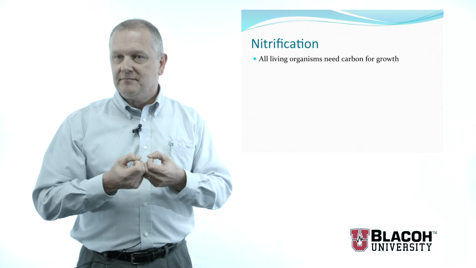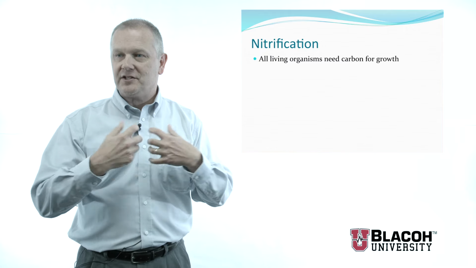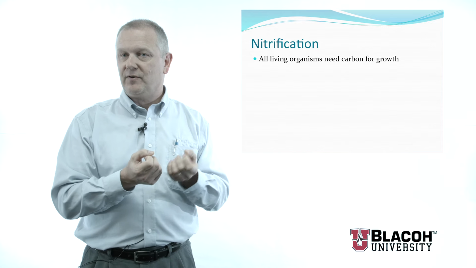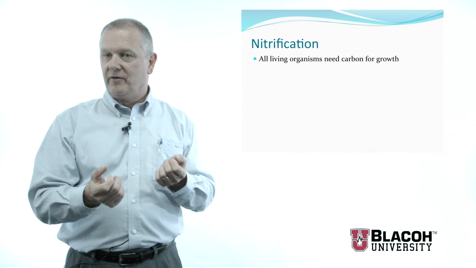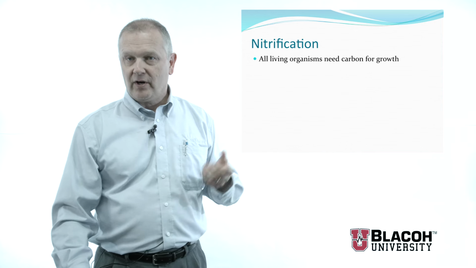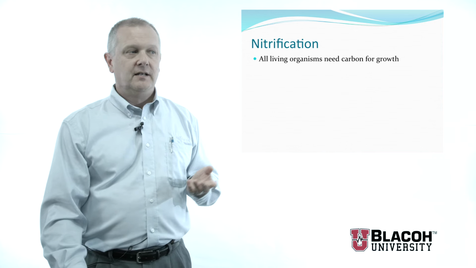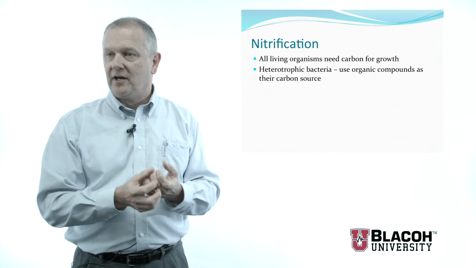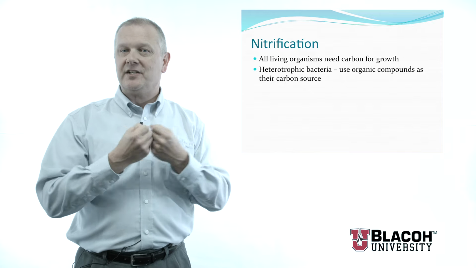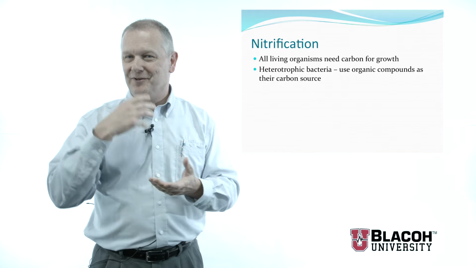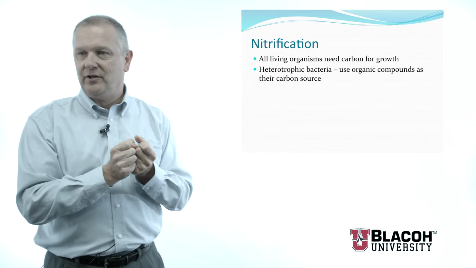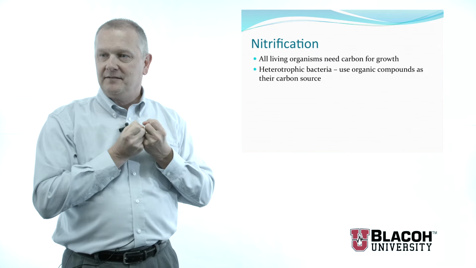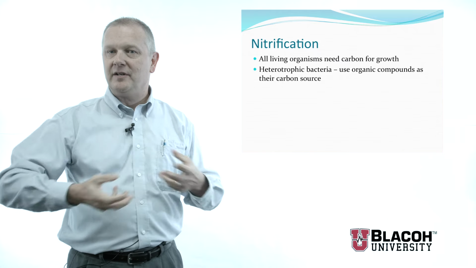Animals eat plants and other animals to ingest their carbon. Plants pull carbon dioxide out of the atmosphere through photosynthesis for their growth. Microorganisms are the same way. Heterotrophic bacteria use organic compounds as their carbon source. Like animals, they ingest it. It's not the same kind of ingestion that you or I eating it, but essentially that's what they do. They take these organic compounds that have carbon in them and modify them in their cells and use that carbon to reproduce.